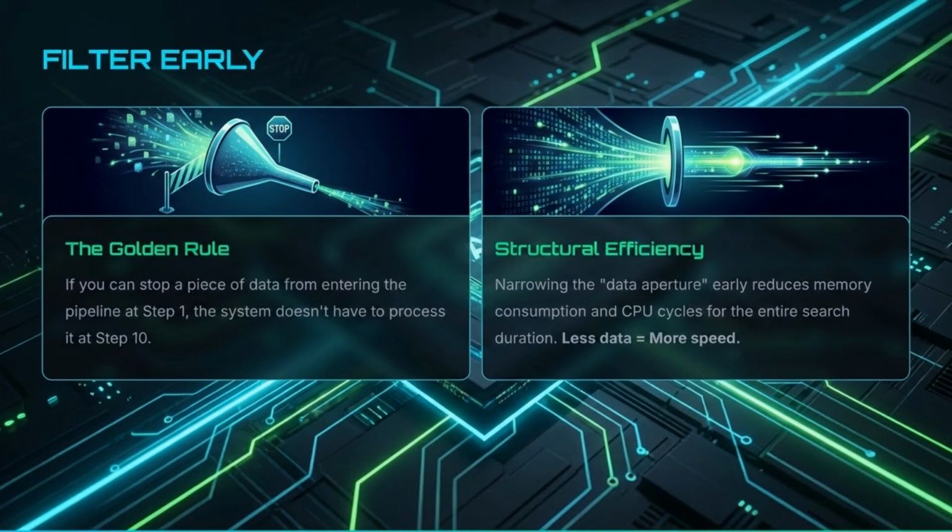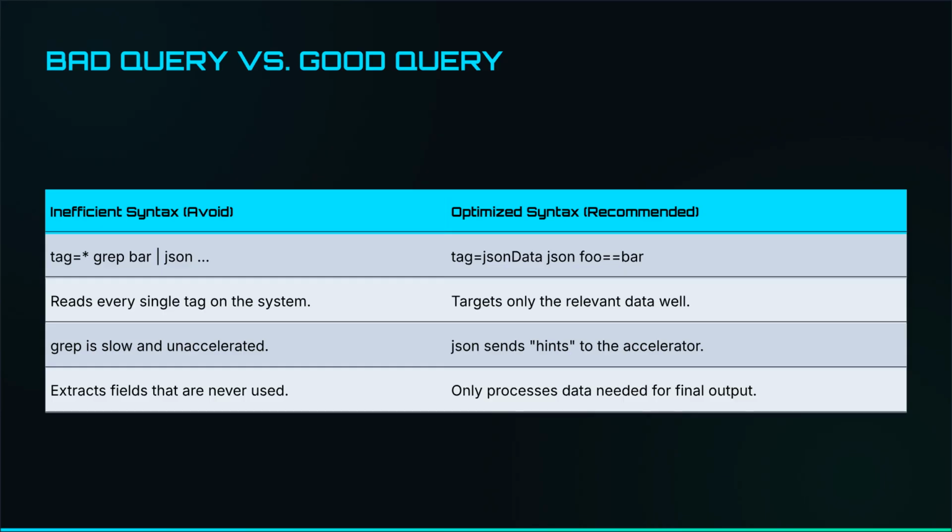The golden rule is to filter early. Narrowing the data aperture early reduces memory consumption and CPU cycles for the entire search duration. Less data equals more speed. Compare an inefficient syntax, like tag equals star pipe grep bar, which reads every tag and is slow, with an optimized syntax, like tag equals JSON data, JSON foo equals bar, which targets only the relevant data well.